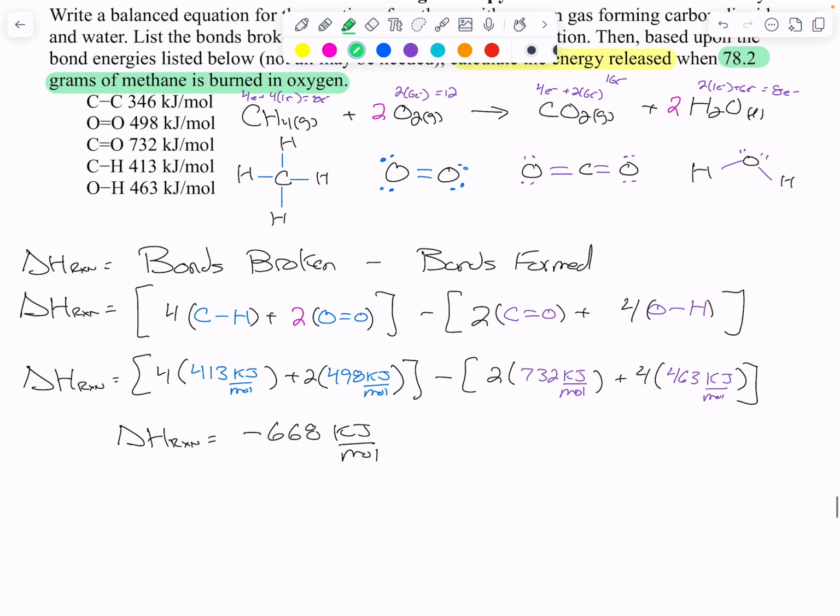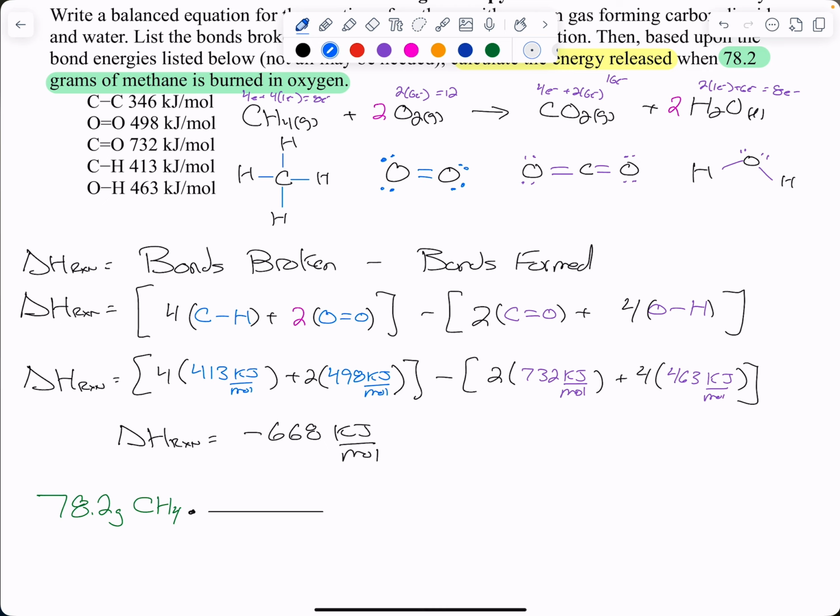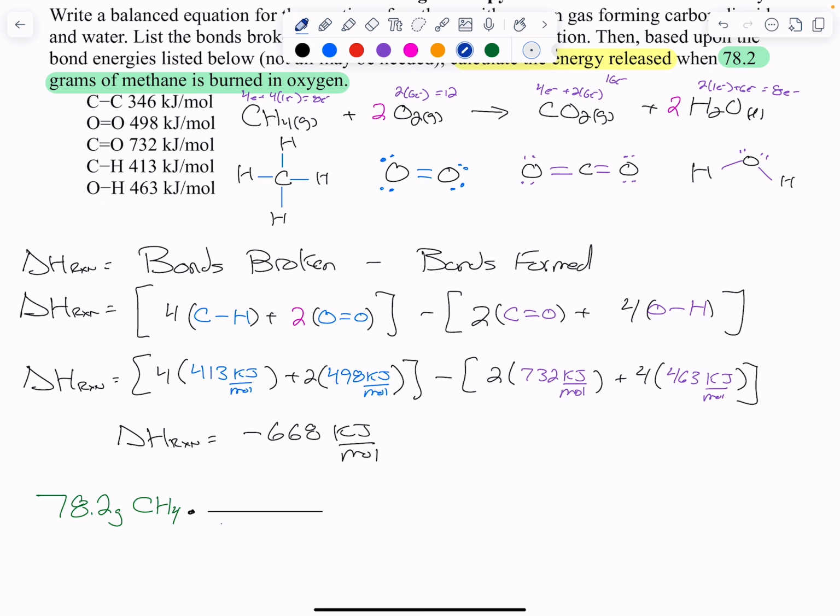So now we have 78.2 grams of CH4, and I want the heat. I want how much energy is coming out. So I have grams of methane. What do I have to go to? I have to go to moles. Carbon's 12 plus 1.01 times 4. So that's 16.05 grams CH4 is 1 mole CH4.